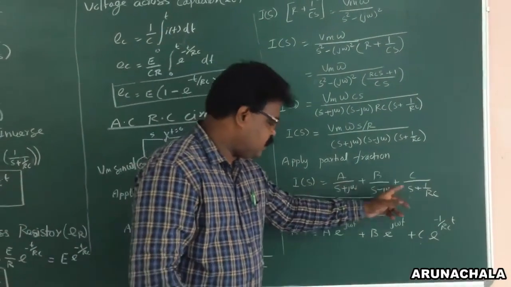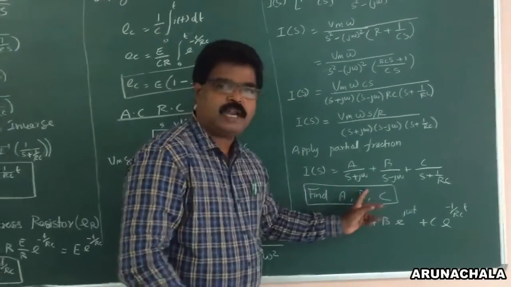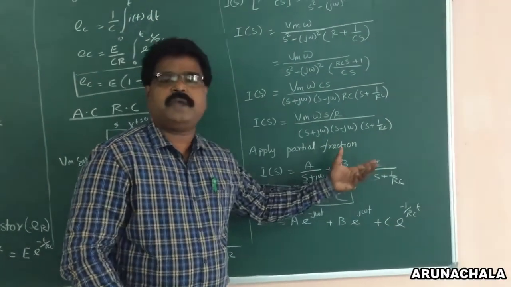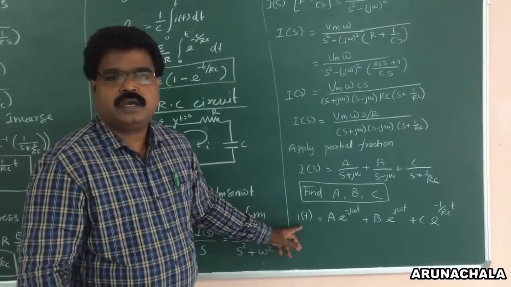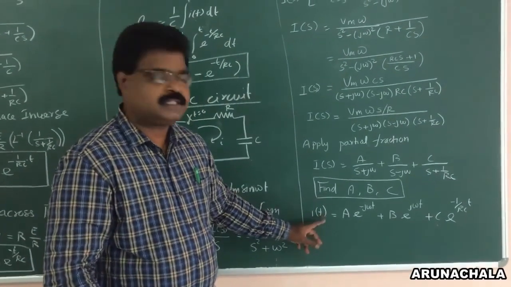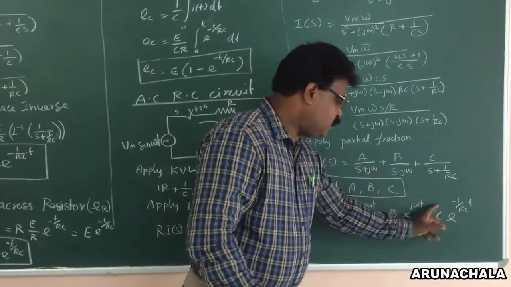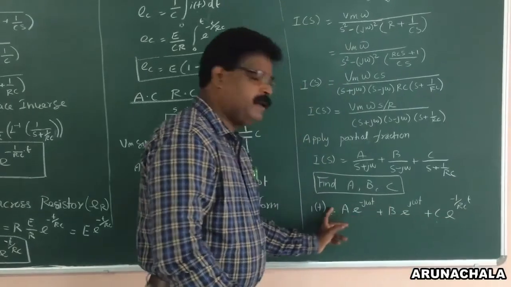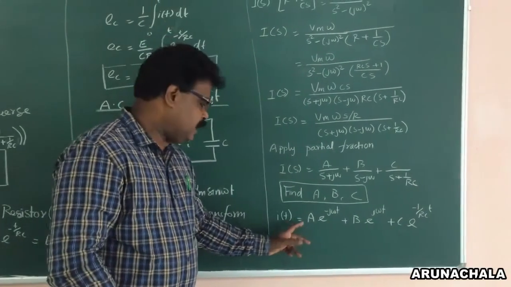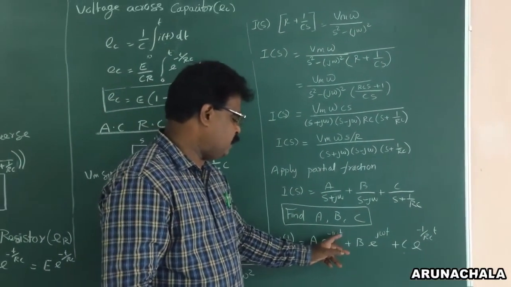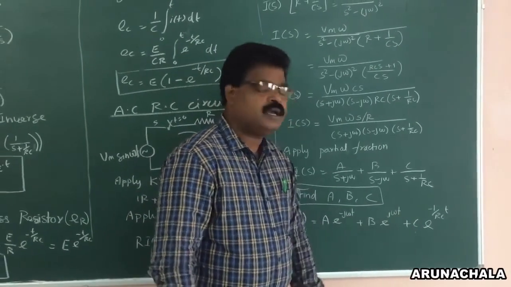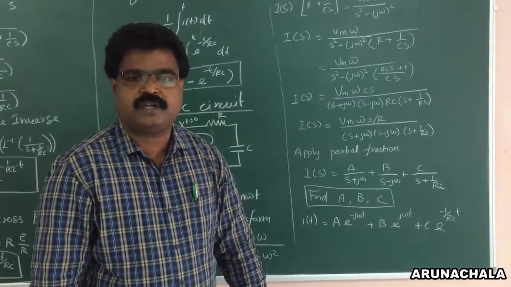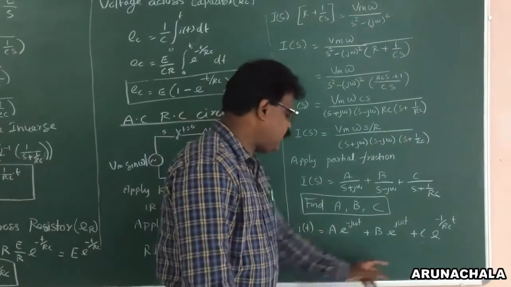Substitute the values of A, B, C. I am not finding the values of A, B, C here. You find them and substitute here. Then apply Laplace inverse and you will get I of t. So this is the expression for I of t: A into e power minus j omega t, plus B into e power j omega t, plus C into e power minus 1 by RC into t.